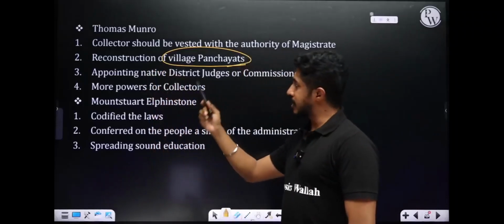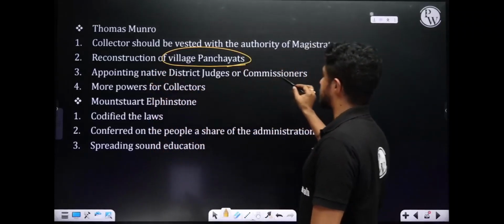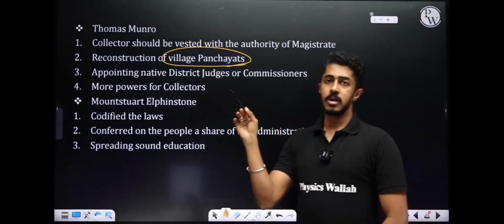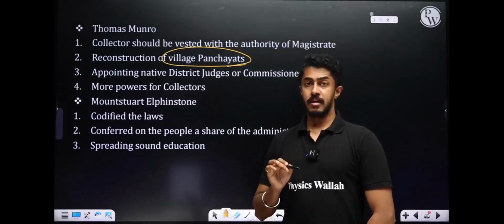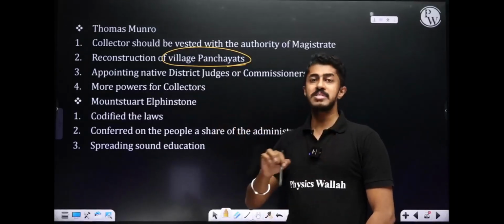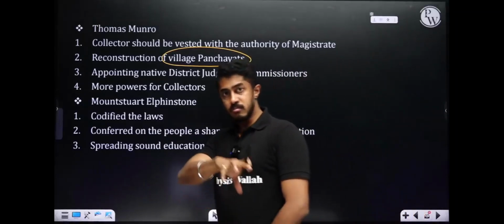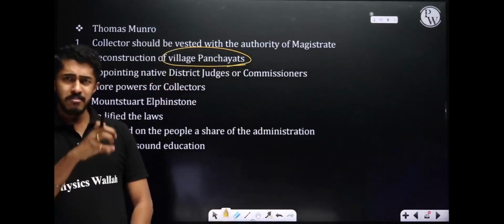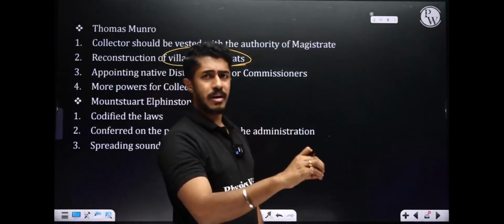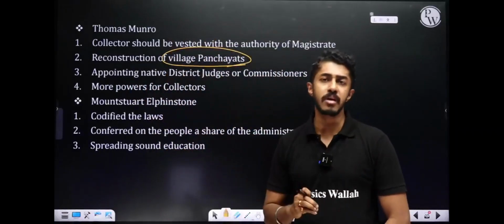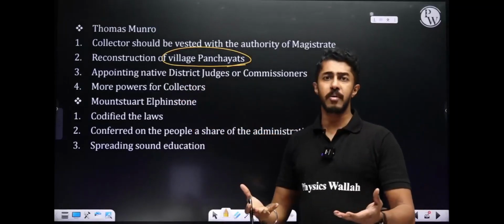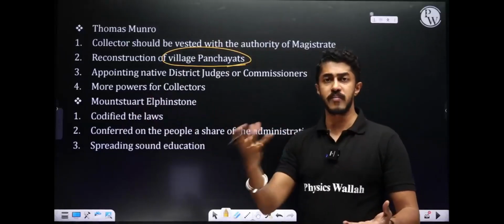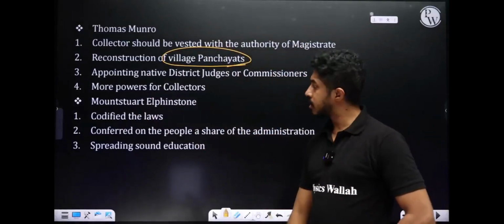Reconstruction of village panchayats, appointing native district judges or commissioners. Appoint some people. Why? So that in some sense they also know the local culture. Some element of local representation should be there in the judiciary. Once again, more powers for collectors. Obviously, more power because you are giving the magistrate powers back to the collector.